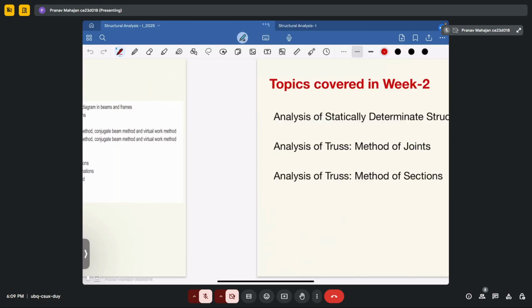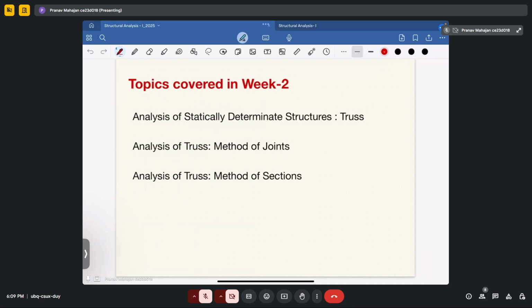Okay, so this is your course layout for this whole structural analysis course. Regarding what you have covered in week two, you have solved problems related to statically determinate structures, which are trusses. You have solved the problems related to trusses by two methods. One is the method of joints, another is the method of sections.